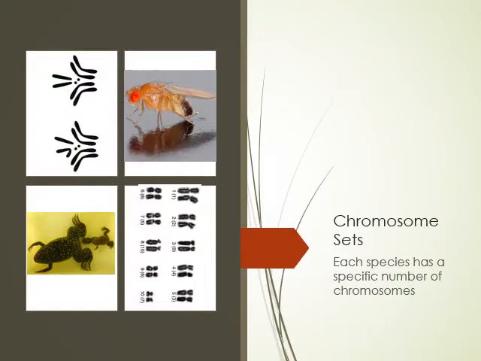Every species has a specific number of chromosomes associated with it. Humans have 23 homologous pairs, which means how many chromosomes do we have? 46. Fruit flies have 4 homologous pairs, which means how many chromosomes do they have? 8.